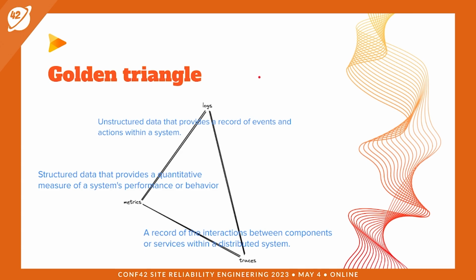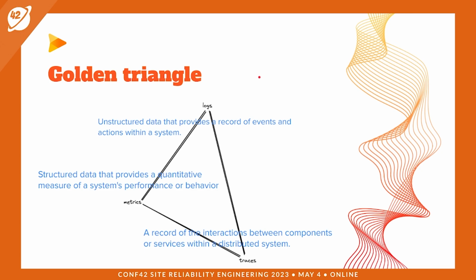For the next one, the metrics. Metrics are exactly the structured data that provides a quantitative measure of a system's performance or behavior. Metrics are typically numerical values that can be aggregated over time and are used to monitor key indicators of system health and performance. Metrics are very useful for detecting anomalies, setting performance targets, and making data-driven decisions. So that is for metrics.